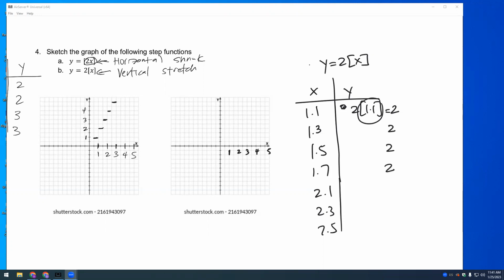So from 1 to 2, it's going to be at 2. So here's 1, here's 2. So let's do this here. Okay. What about at 2? The step function of 2.1 is what? 2. 2 times 2? 4. So all these values from 2 to 3 is going to be at 4. And then from 3 to 4 is going to be at 6. So on and so forth.